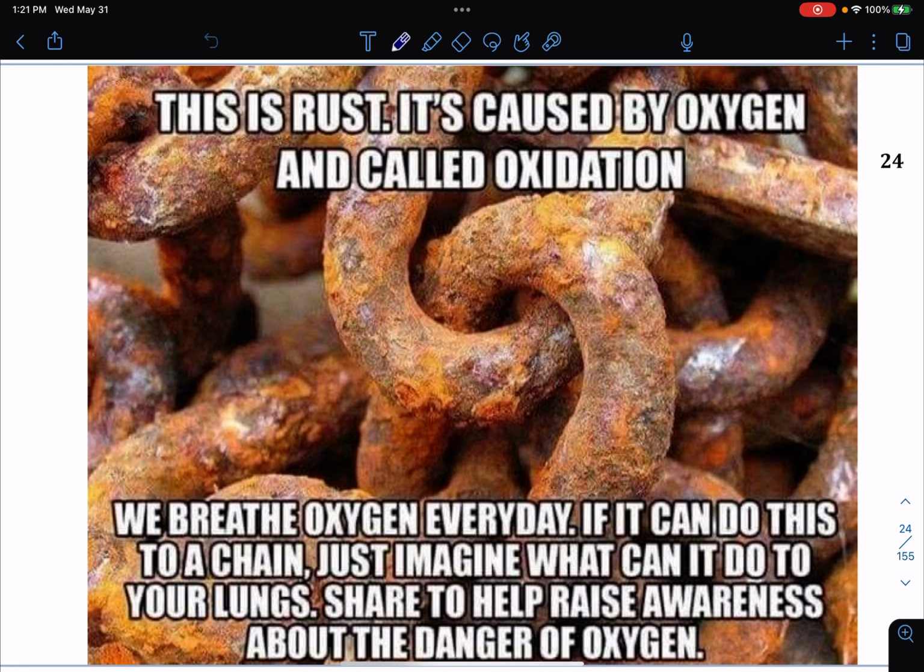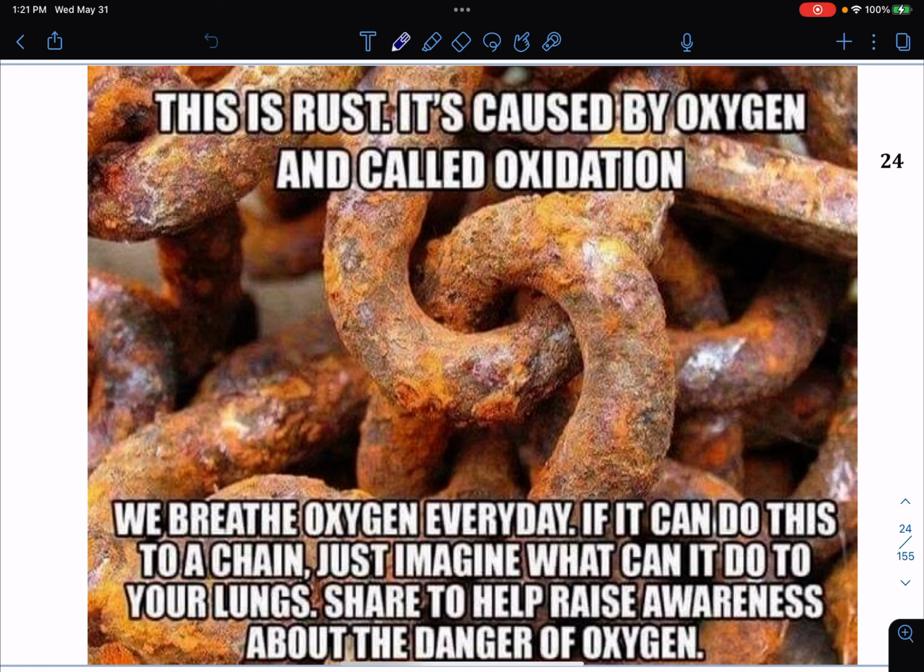Okay, so we can tell right away that this is satire. But we only know that because we are familiar with the word oxygen. Oxygen is a word we've used in our everyday lives since we were very young, and we know that our bodies need oxygen to survive. Having said that, every word on this picture is in fact true. Oxygen does cause iron and many other metals to rust, and this process is called oxidation. We also know that we breathe oxygen every day.